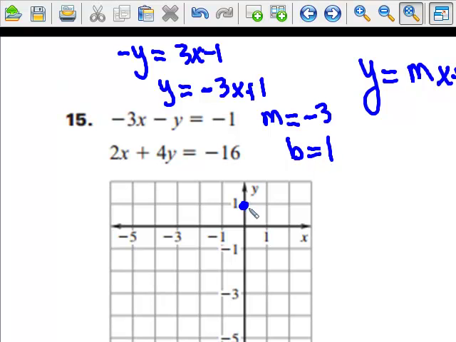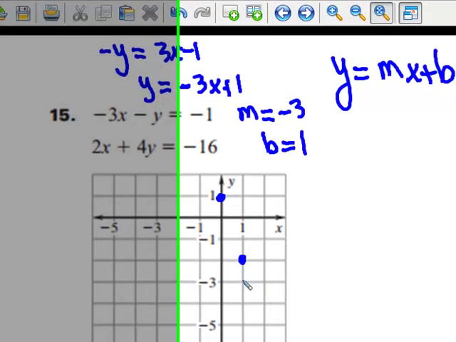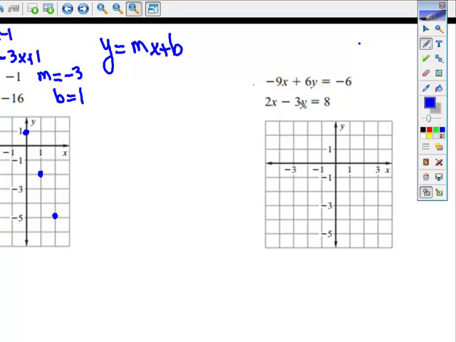So I'll go ahead and graph that. My slope is -3, so down 1, 2, 3, and back 1. 1, 2, 3, back 1, and then I need to draw my line, making sure that my arrows are at both ends.